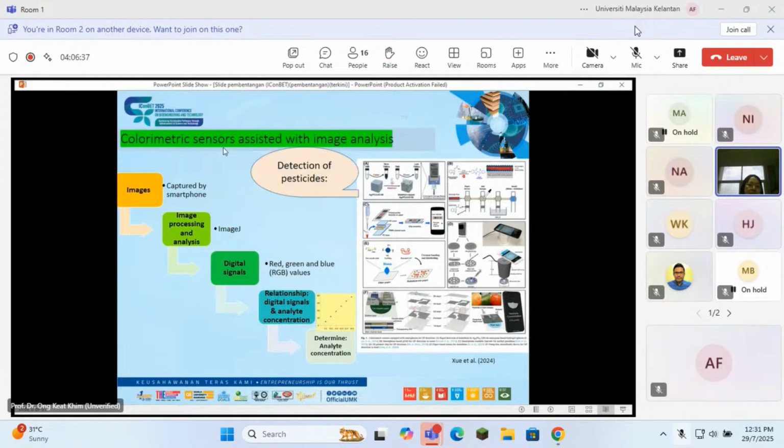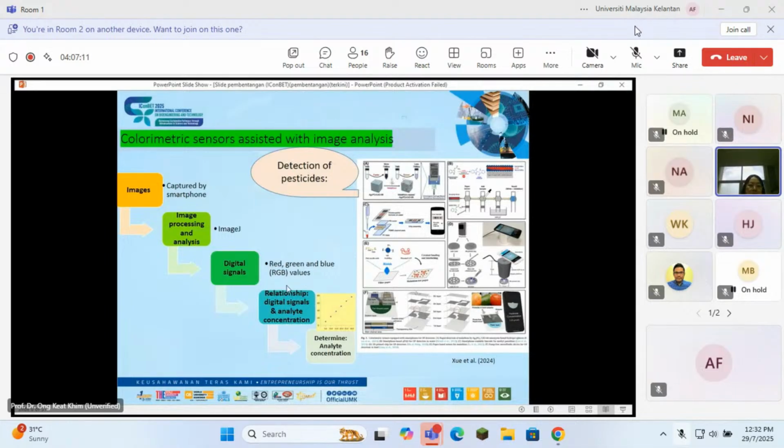If we want to increase the accuracy of the colorimetric sensor, we can integrate it with an image analysis process. But how? After we capture the image of the solution which contains the analyte and the sensing reagent, we can process and analyze the image. We can use software, for example ImageJ, which is free software. From the image, we convert to a digital signal, that means a value. This digital signal can be, for example, red, green, blue values.